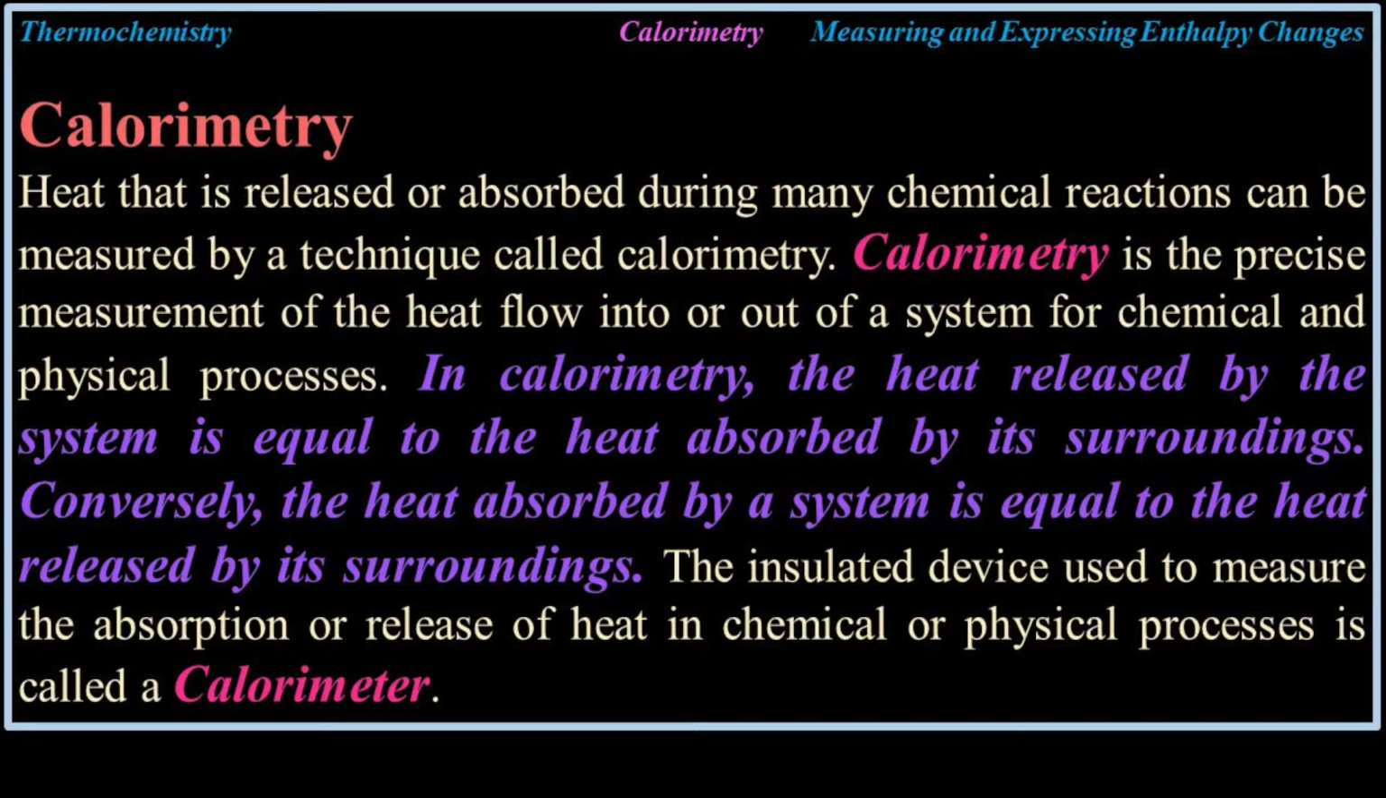In calorimetry, the heat released by the system is equal to the heat absorbed by its surroundings. Conversely, the heat absorbed by a system is equal to the heat released by its surroundings. The insulated device used to measure the absorption or release of heat in chemical or physical processes is called a calorimeter.